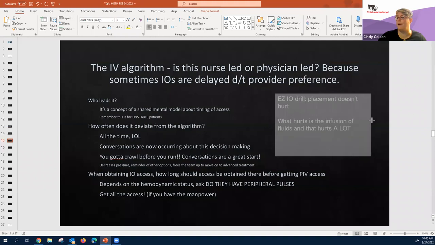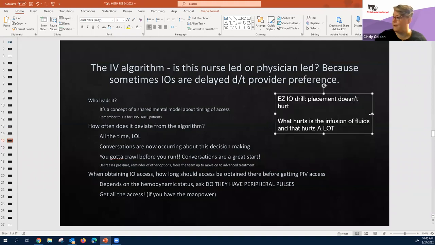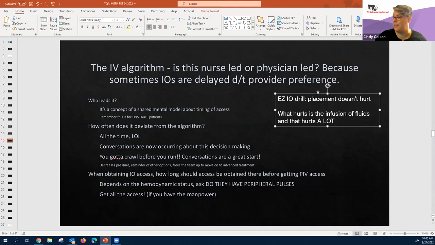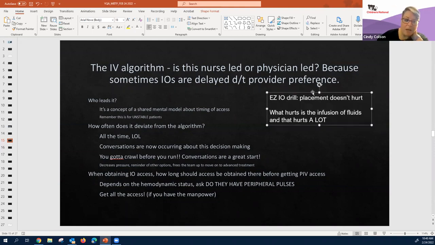Yeah, being in the field and paramedicine, even with the Jamshidis, placement of an IO is not painful. It's the infusion of fluid that is killer. A lot of times in adult medicine, I haven't seen this done in pediatric medicine, because most of the time in pediatric medicine, if we're putting an IO in, the kid's completely out anyway, so they're not going to feel it. But they'll mix some lidocaine in with the fluid to numb that area a little bit.